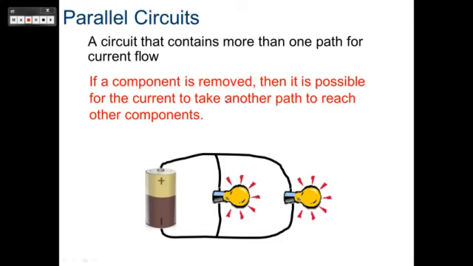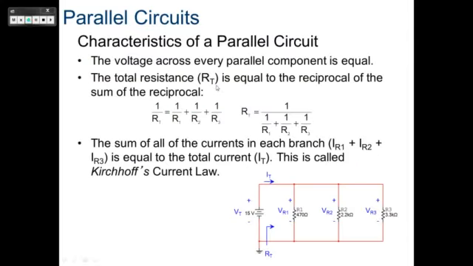Parallel circuits, a good way for you to see how this works: if I pull one component, only that branch loses power. The other branches continue to get power and continue to run. Some characteristics of a parallel circuit: as I said before, the voltage across every branch is the same, but the current changes at each individual branch.